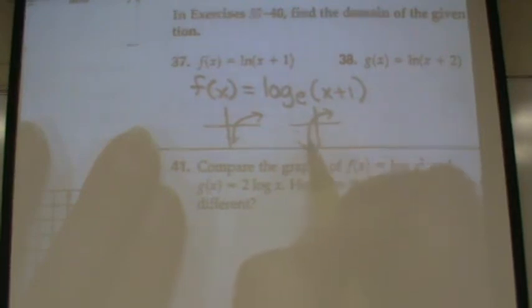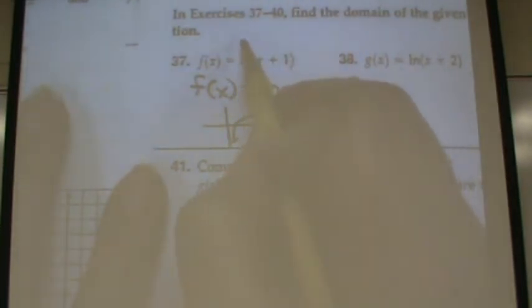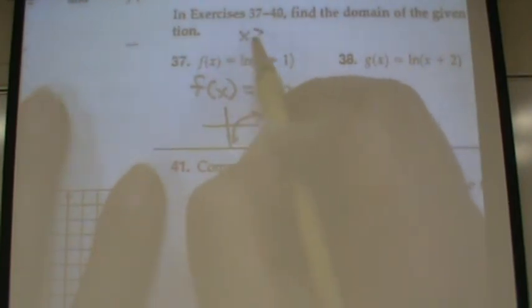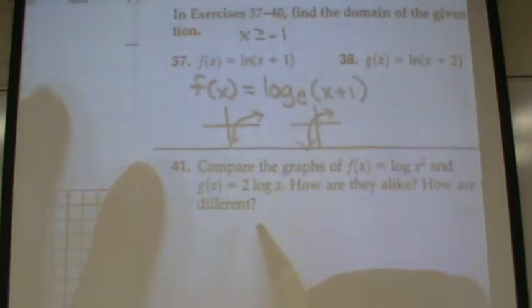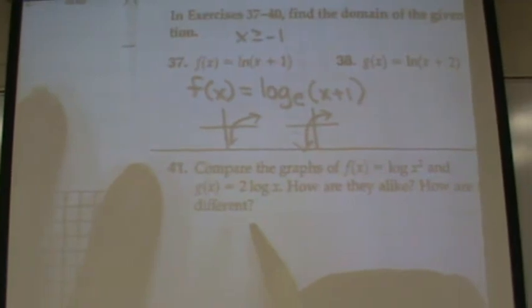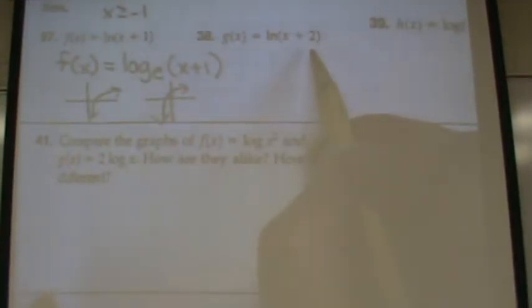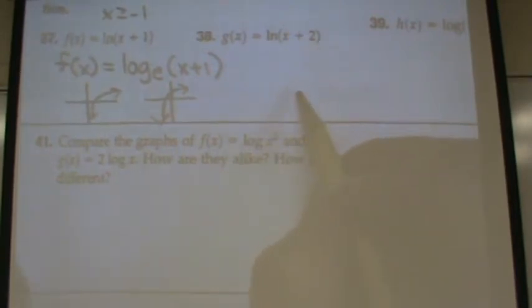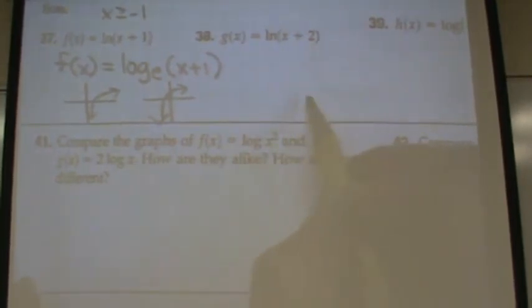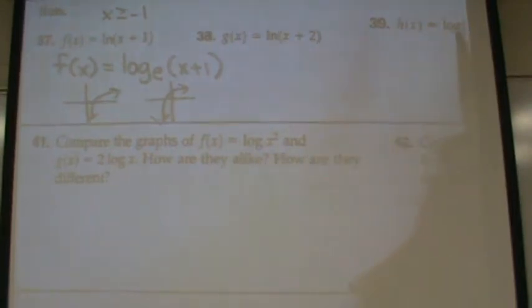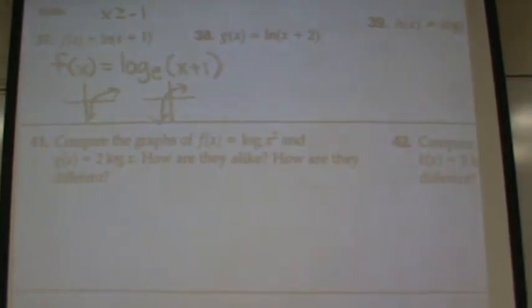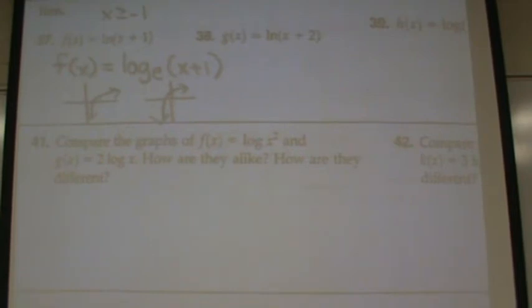So what's gonna change here? The domain is gonna change. Your domain is gonna be x is greater than or equal to -1. This one, your domain is gonna be x is greater than or equal to -2. It's shifting 2 units left. So you may wanna sketch a graph of it, and then you can talk about the domain and the range. Yes, if it wasn't in parentheses, then it would be the other one. Okay. That's a good question.